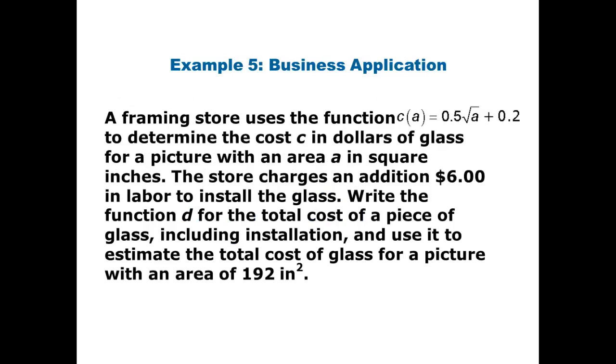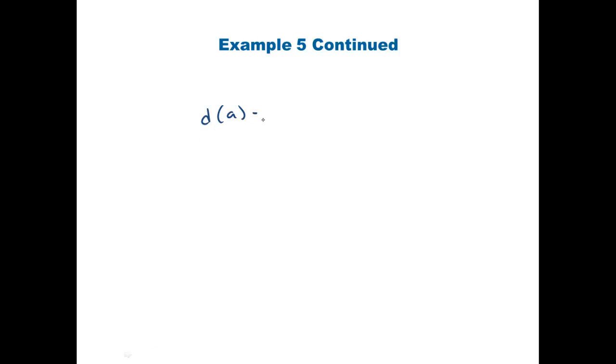Alright, and last we have a little word problem, so take a minute and read this problem, and then hit play again when you're ready to go on. So they give us this equation: D of a is equal to 0.5 times the square root of a plus 0.2. They tell us that it's going to cost an additional $6 to install the glass. So we're going to put a plus 6 here. So this is going to be our total cost. D is the total cost. Let's simplify this: 0.5 square root of a plus 6.2. So here's the equation for our total cost.